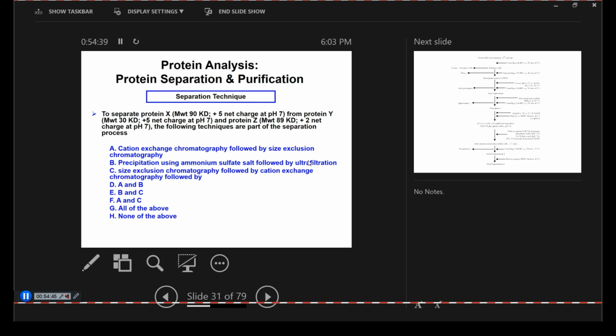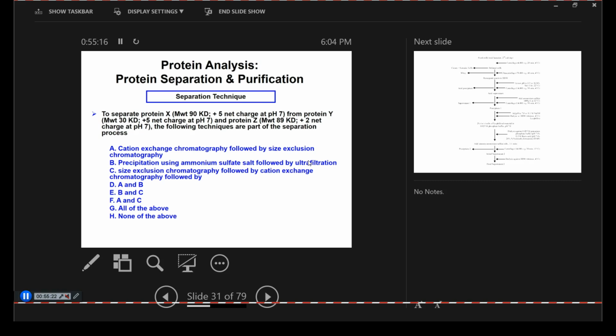Any other thoughts? So what are we looking at? We're looking at 3 different proteins that I would like to separate. If you notice, X and Z have very similar molecular weight but different charge, whereas Y has different molecular weight and similar charge to X.